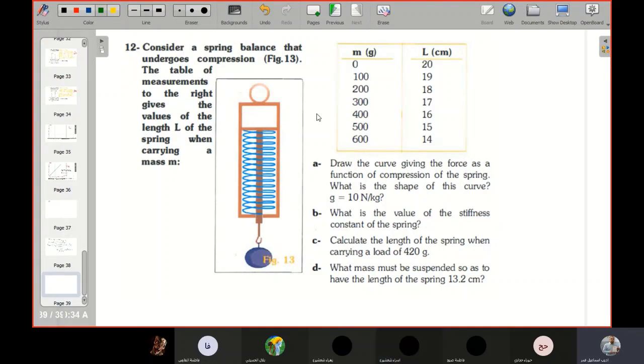In this exercise, there is compression. Pay attention to this. Compression, there is no elongation. This is an example of compression. When we hear compression, directly we should remind that X in this case is equal to what? There, in elongation, we said L minus L0. Here in compression, L0 minus L. This is what differs.